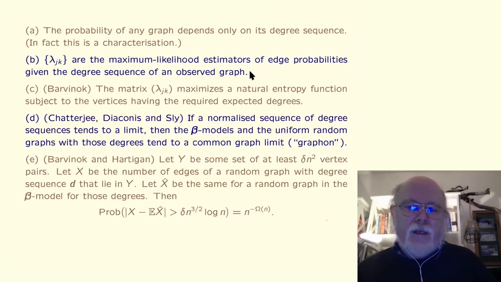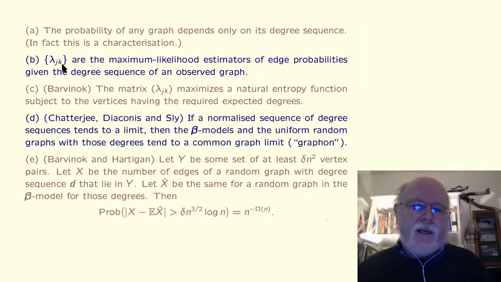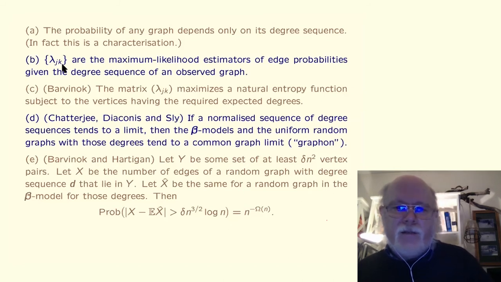The second thing, if you observe graphs, you assume you've got independent edges, and this is like how it's described in statistical journals. You observe some graphs, you're assuming that they're made from some model of independent edges, but you don't know what the probabilities of the edges are. But what you observe is the degrees of the vertices, and you have to estimate what the edge probabilities are from your observation of the degrees. Then these lambda jk things are the maximum likelihood estimators.